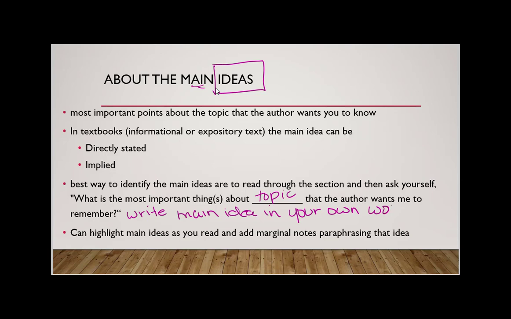Now, in previous modules, we talked about annotation. And so even though you're using the HIT strategy, that doesn't mean that you don't want to annotate as you read, as you go along. And so as you're reading and you're annotating, one of the things that you can annotate for or look for are those main ideas. So you can always highlight that main idea, and then you can add a marginal note paraphrasing that idea, especially if the author is directly stating it.